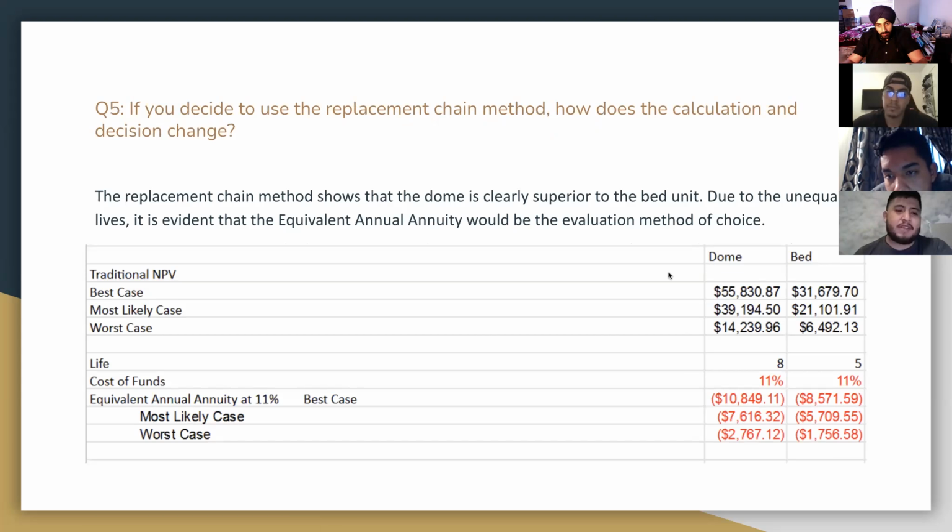Question 5 asks, if you decide to use the replacement chain method, how does the calculation and decision change? By using the replacement chain method, it shows that the dome is clearly superior to the bed unit. This is due to the unequal lives, as the dome has a longer life. It is evident that the equivalent annual annuity would be the evaluation method of choice. And here we can see the NPV of the dome is higher than the bed unit.